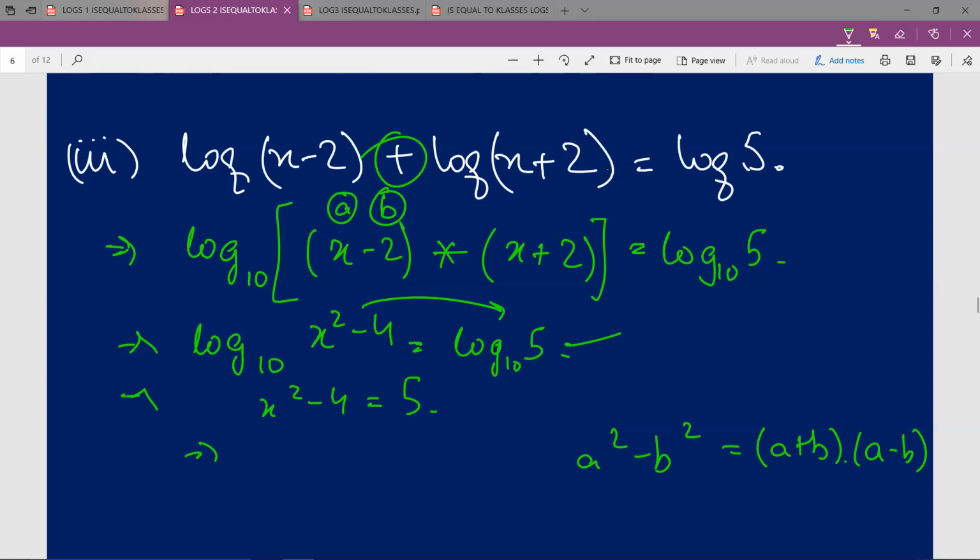So therefore, x square minus 4 is equal to 5. So x square will be equal to 5 plus 4, which will be 9. So therefore x square is equal to 9. So the square will go from the LHS to the RHS and become root of 9, which will be 3.